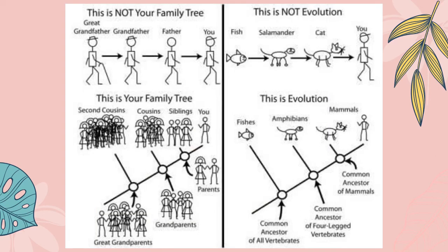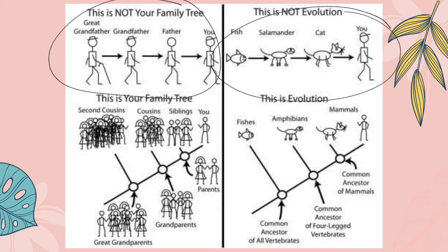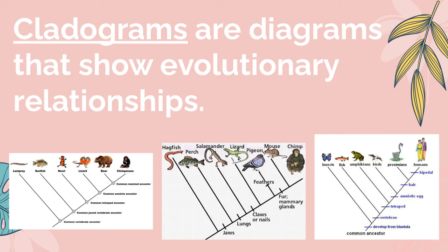Here is something that's really important. This right here is not your family tree, right? It doesn't go in a straight line. There are people who come off of your family tree. Just like this is not evolution. We didn't go from a fish to a salamander to a cat to you. We have these common ancestors, right? Common ancestors of all vertebrates, common ancestors of four-legged vertebrates, common ancestors of mammals. We did not come from fish. Fish and us have a common ancestor way long ago. And cladograms are really important because they're diagrams that show evolutionary relationships.